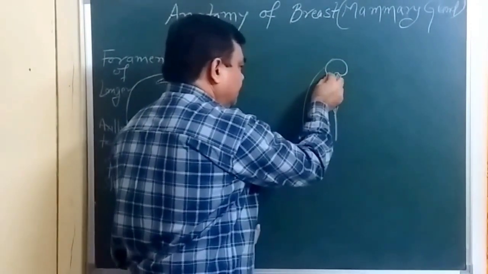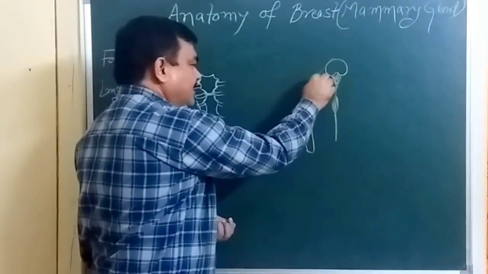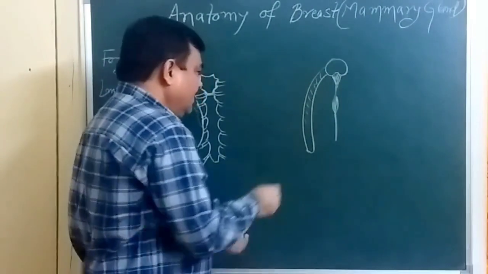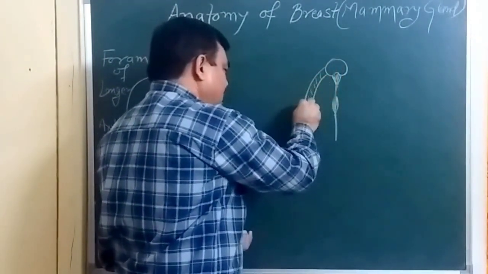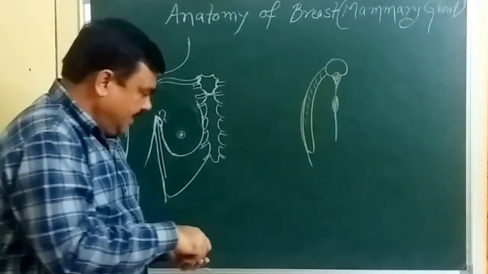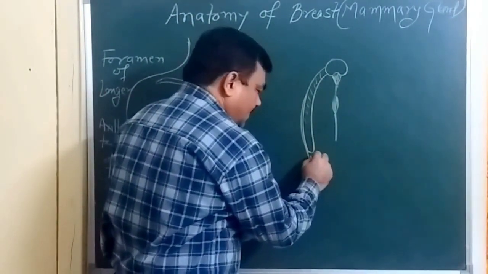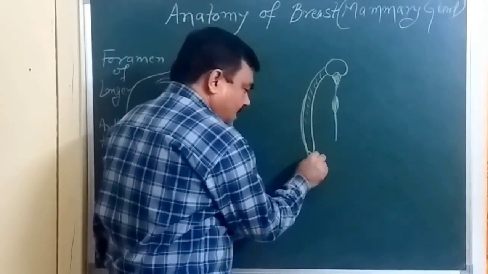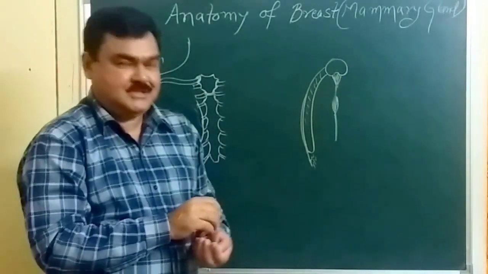Here is the pectoralis major muscle. This pectoralis major is covered by a fascia known as the pectoral fascia. And inferiorly, here is another muscle, serratus anterior, and the external oblique aponeurosis.